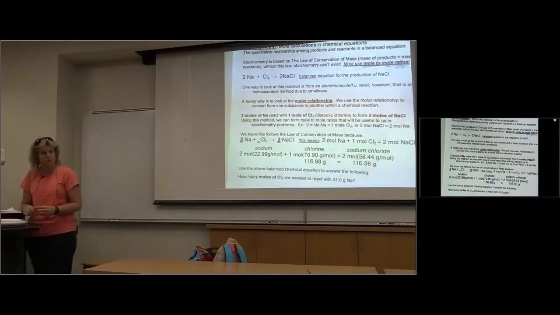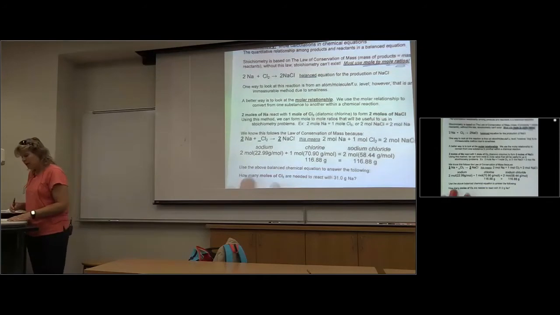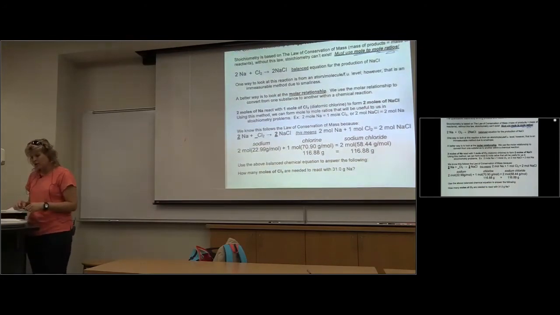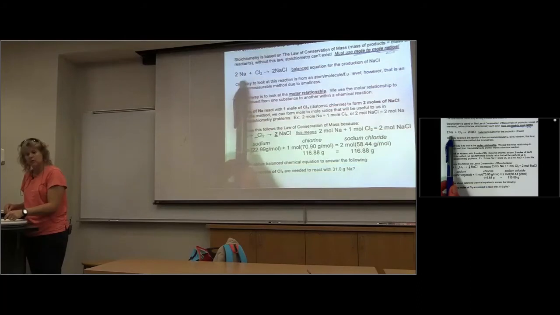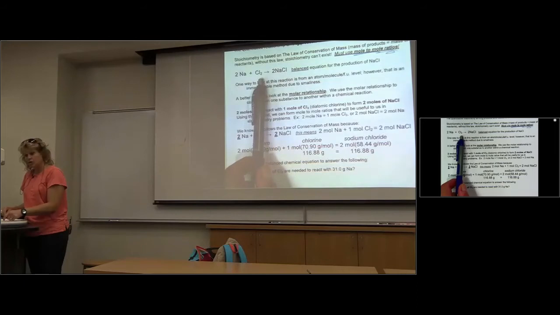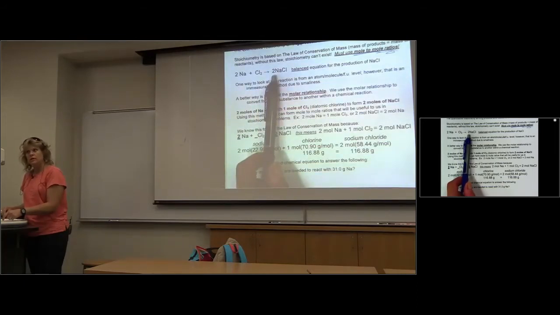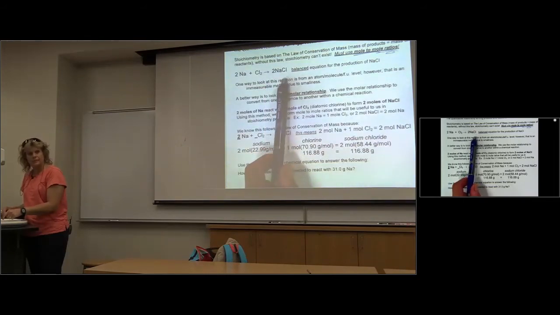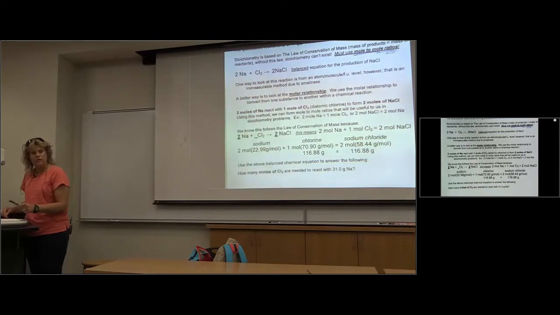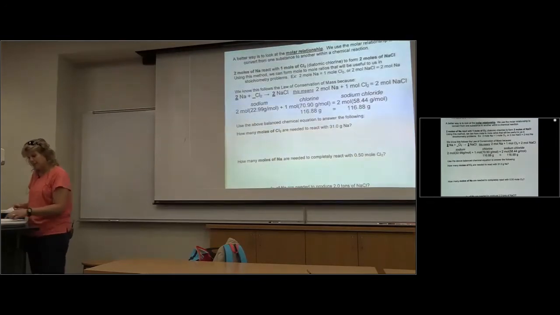A better way is to look at the molar relationship. So one thing that we will do is look at that molar relationship. So what is this? 2 moles of sodium react with 1 mole of diatomic chlorine to produce what? 2 moles of sodium chloride. Now, do I know anything about moles that I can go to the lab and measure? Grams, which is why we have this information down here.